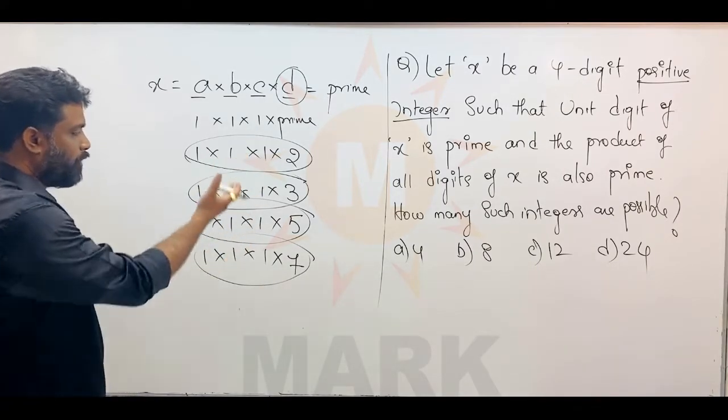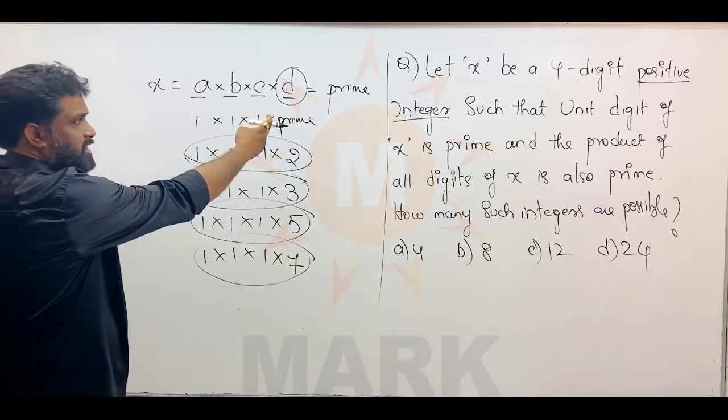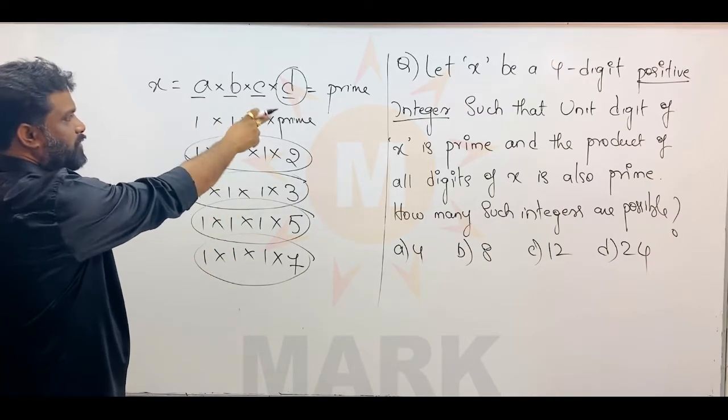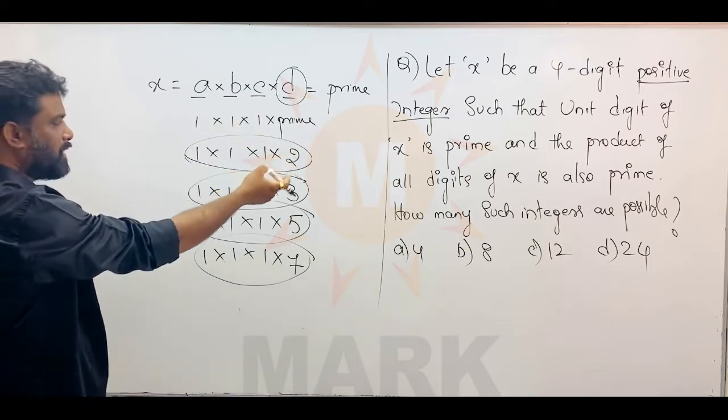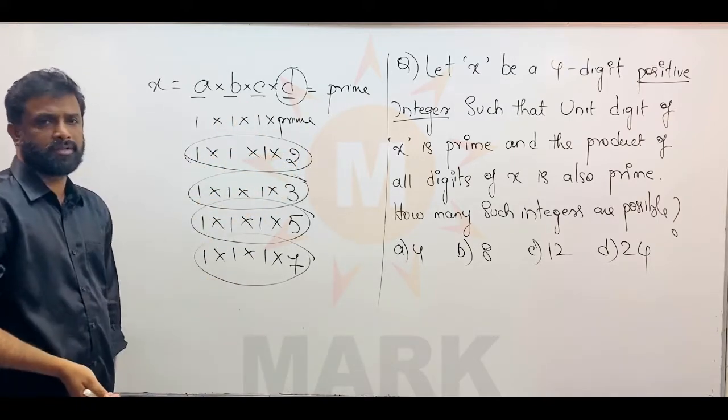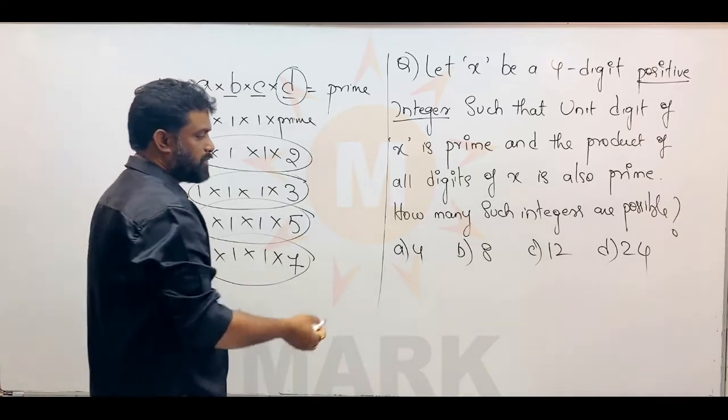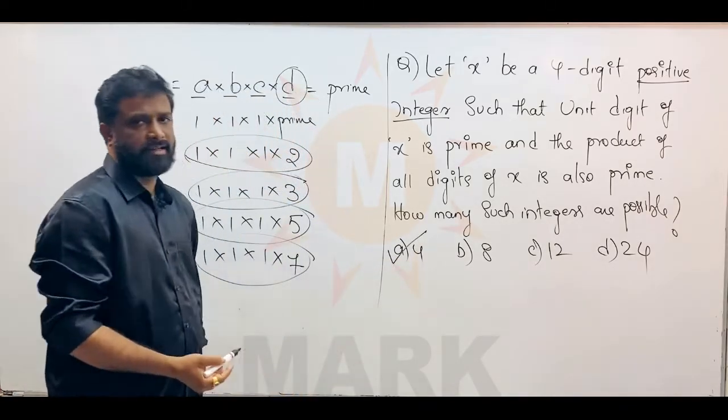Okay, there can be 4 values possible if d is a prime number, x is a 4-digit number, the unit digit is a prime number and the product is also a prime number. So single digit prime numbers are only 4. So obviously option A, 4, is the right answer for this question.